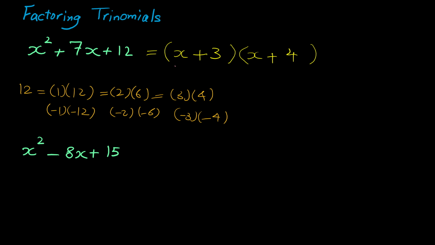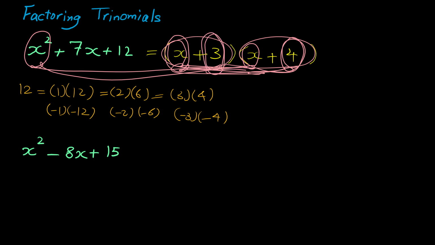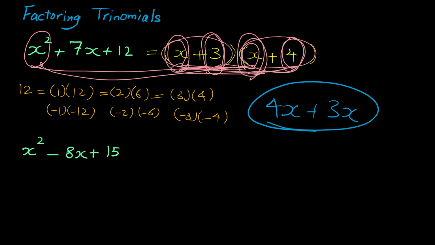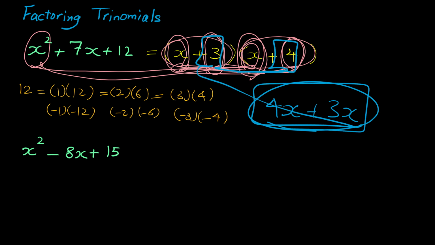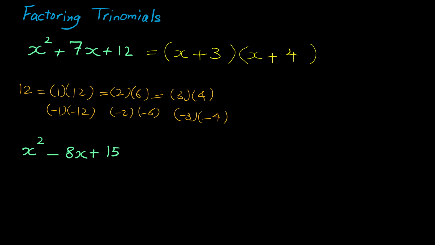Because when you multiply these two brackets by each other, you multiply first x by x, then you get x to the 2. Then you multiply x by 4, so you have 4x, and of course you multiply 3 by x, 3x, so you have 4x and 3x. And because they are similar terms, you add these to each other. So the sum of these numbers should give you 7. So that's the reason behind this technique. So always we look for two numbers whose product is the constant, which is 12 in this case, and whose sum is the coefficient of x, which in this case is 7.